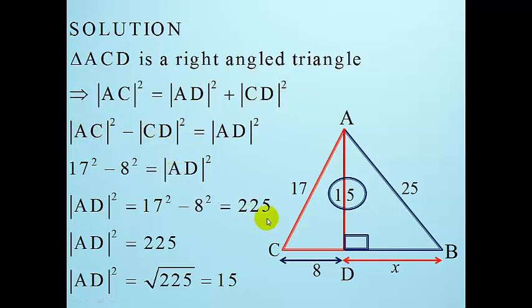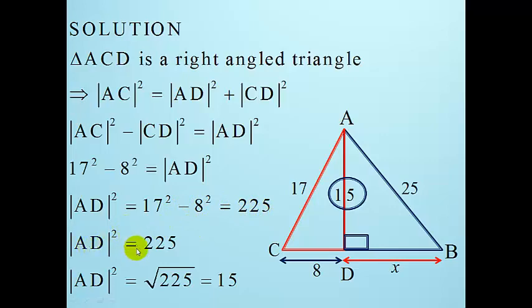Now, AC from the question has been given to be 17, and so we have 17 square minus CD square. The distance from C to D has been given to be 8, so we have 8 square. This is equal to AD square. Now, this can be written as AD square equals 17 square minus 8 square. And 17 square minus 8 square is equal to 225.